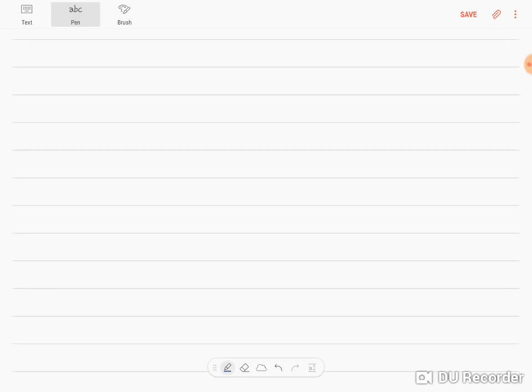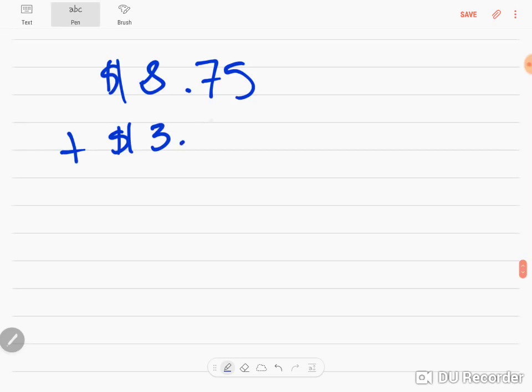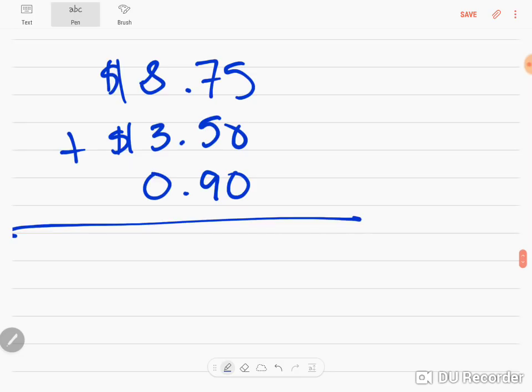Number 4. Sam spent $8.75 for the ticket, $3.50 for popcorn, and 90 cents for a drink. How much did he spend in total? Well, you want to make sure that we line this up. So we have $8.75 plus $3.50 plus 90 cents. It is important to make sure that we do not mess up our decimals. Do not put the 9 over here. All right? That is a no-no.